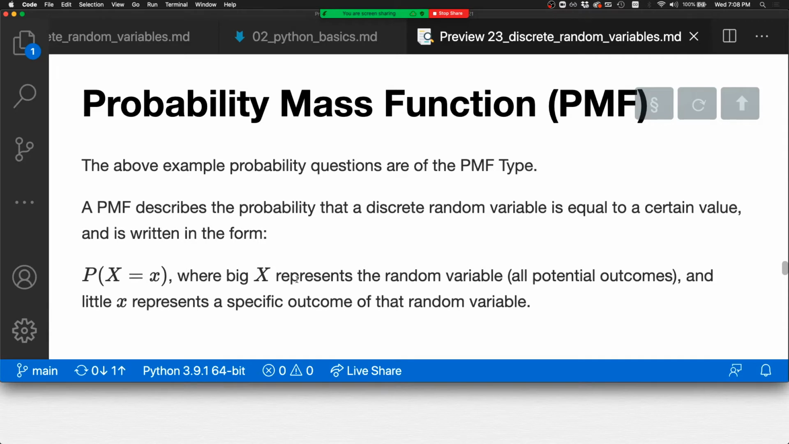So even though I didn't explicitly say this, that represents a probability mass function. We call these PMFs, and we'll make some distinction later between a PMF and a PDF. But a PMF is just a probability mass function, and it describes the probability that this discrete random variable is equal to a certain value. We write that like this: the probability that big X equals little x. Big X here represents a set of values, and little x represents a specific value.